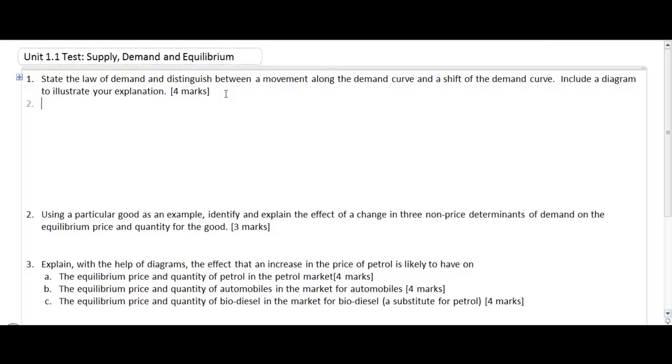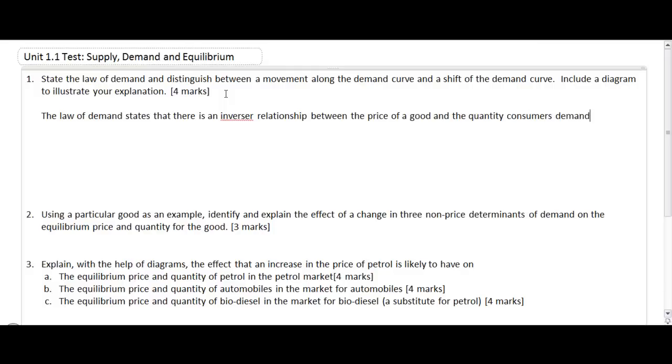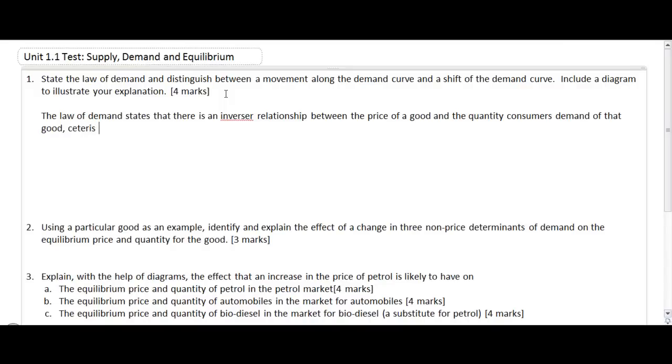Let's start out with the simple definition of the law of demand. The law of demand states that there is an inverse relationship between the price of a good and the quantity consumers demand of that good, ceteris paribus. Now, the ceteris paribus is an important part of our definition of the law of demand here. Ceteris paribus means all else equal. This is assuming that nothing else changes. If only the price of a good changes, then the quantity demanded will change in the opposite direction, always. As prices rise, the quantity demanded by consumers will fall, and as prices fall, the quantity demanded by consumers will rise.